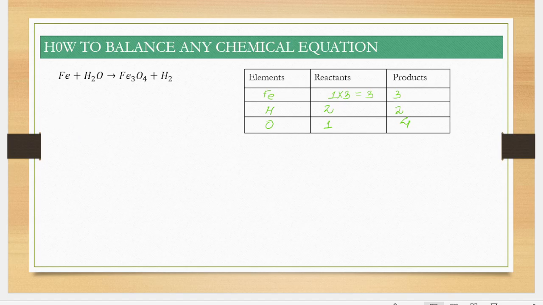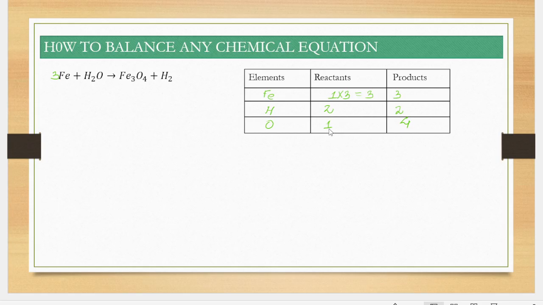Next, you can see hydrogen, reactant 2, product 2. Iron, sorry, let me see here on the screen. Here we have multiplied iron with 3. On the reactant part, we have got 3. Product part, we have got 3. Iron is balanced. So on the reactant side, we'll write 3 here. Then we come to hydrogen. Hydrogen on the reactant part is 2, product 2. Both are balanced. Now look at oxygen.